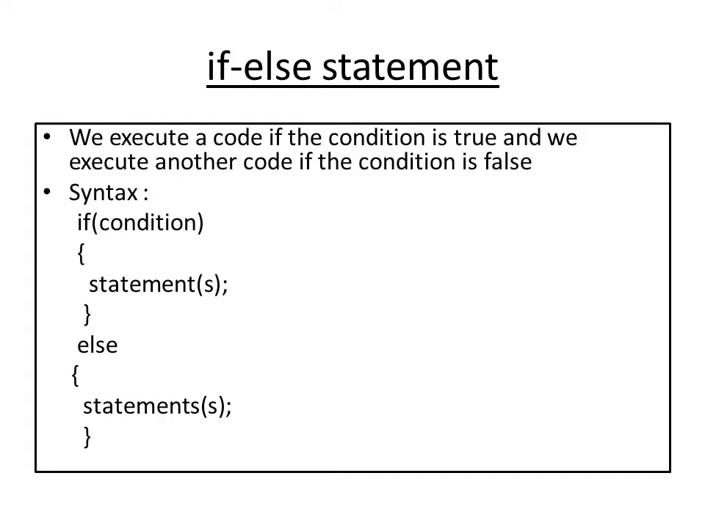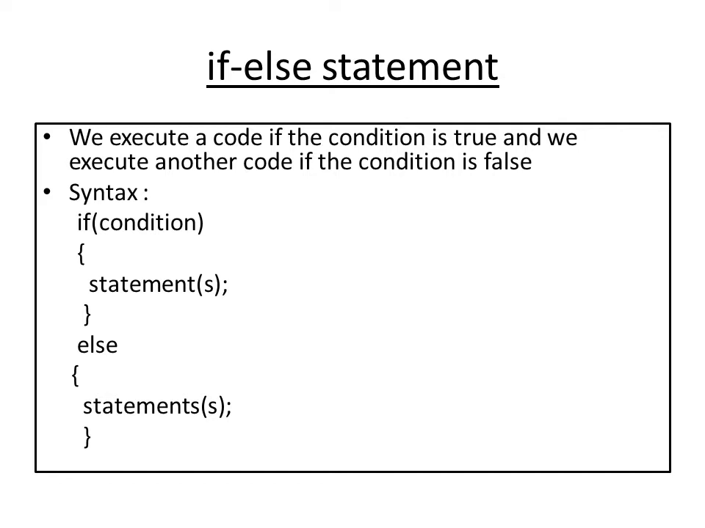Next is the if else statement. Simple if is just based on a boolean expression, right? Here it's the same. It's a conditional statement itself. Here it is either this or that. When we execute a code, if the condition is true, we'll execute this code. If it's not, we'll execute another code.